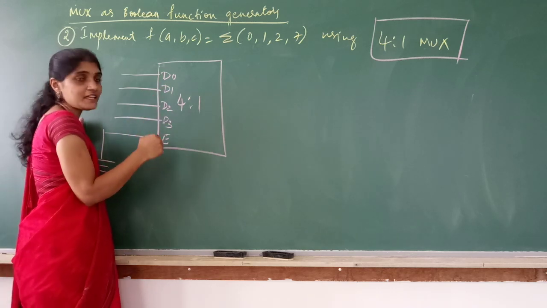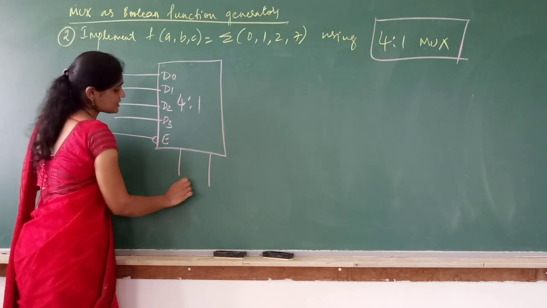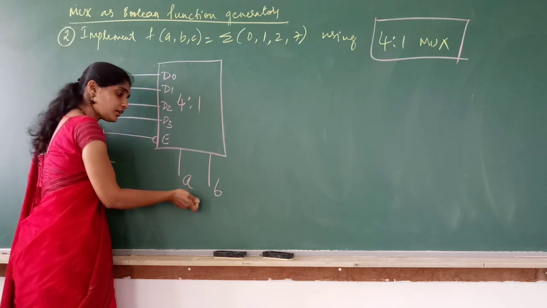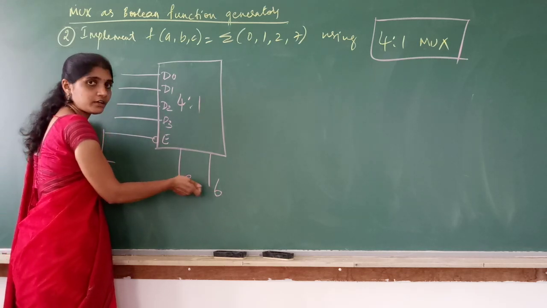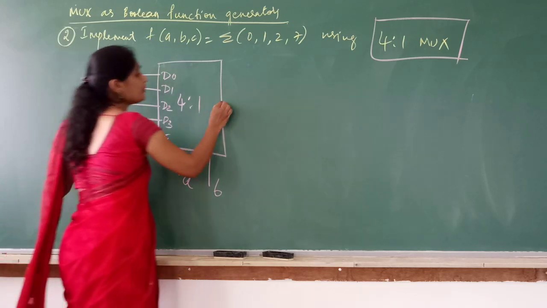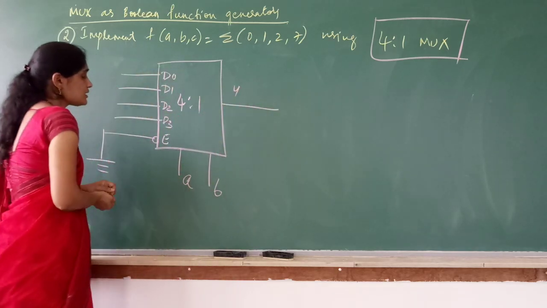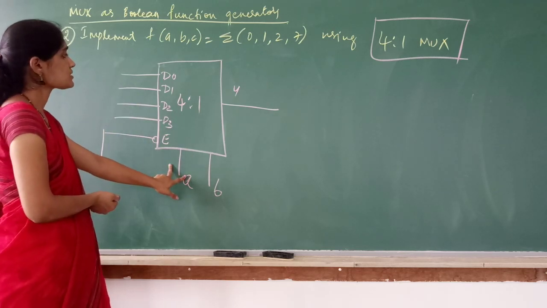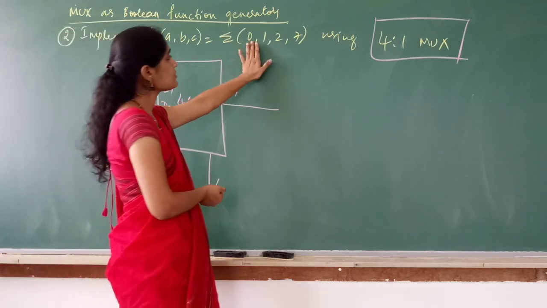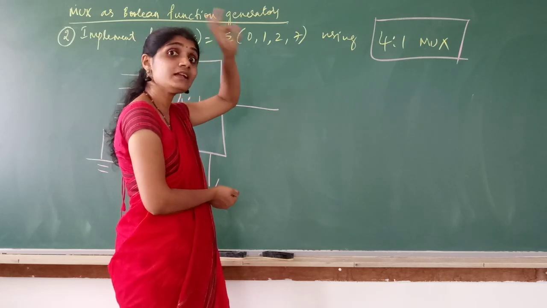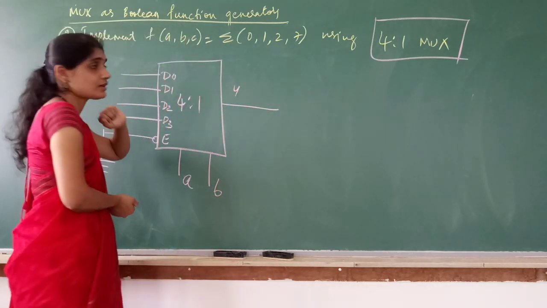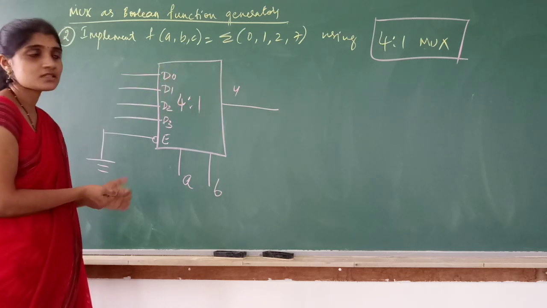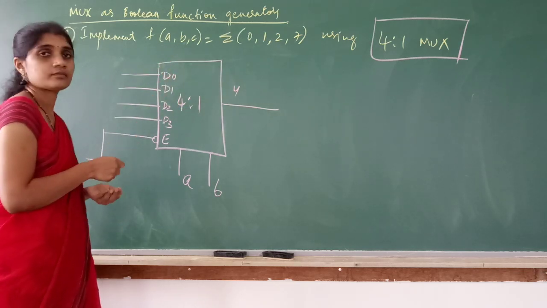4 inputs. How many select inputs? 2 select inputs, A, B, or it can be B, C. Whatever variables you want, you can denote. And how many outputs? 1 output, Y. So this is a 4:1 mux. I have 4 inputs, 2 select inputs. But here I have 0, 1, 2, 7. So minimum 8 inputs I want and 3 select inputs. But the question is to implement the same function using a 4:1 mux. So what can be done?